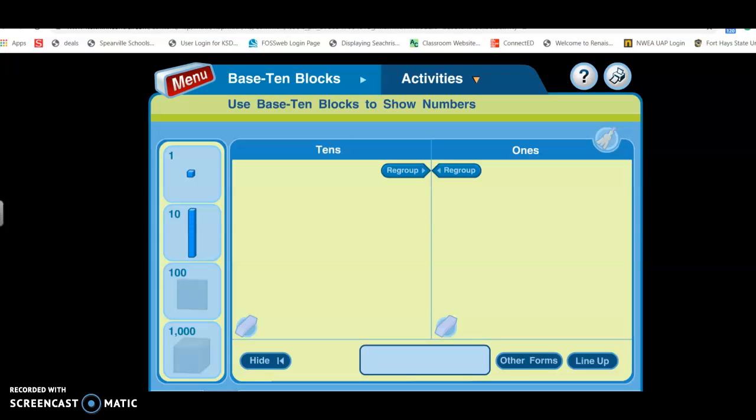Boys and girls, today we are going to use compensation to develop flexible thinking for two-digit addition.